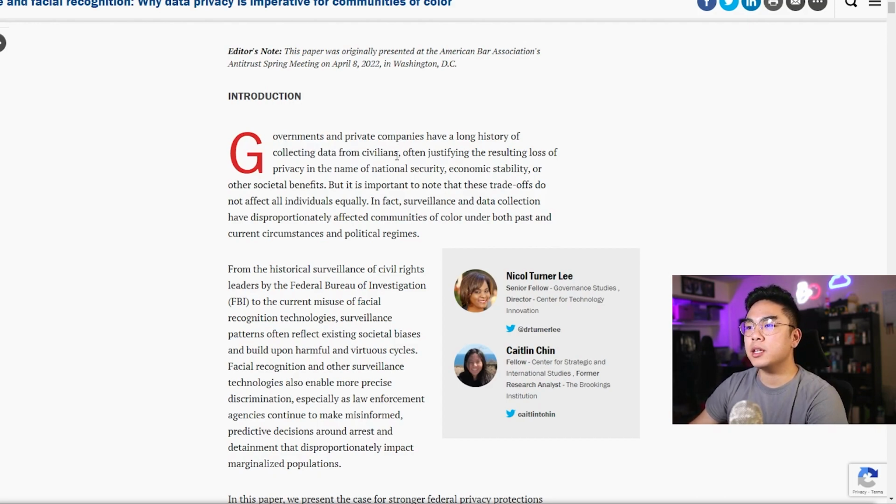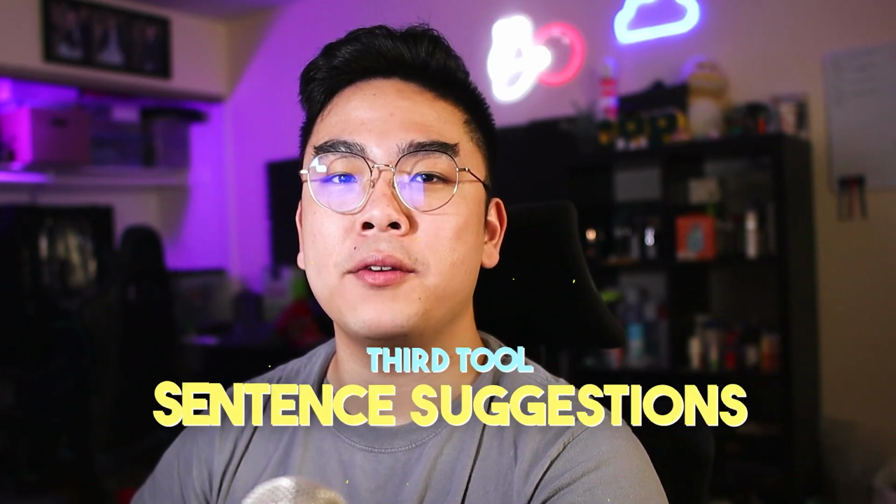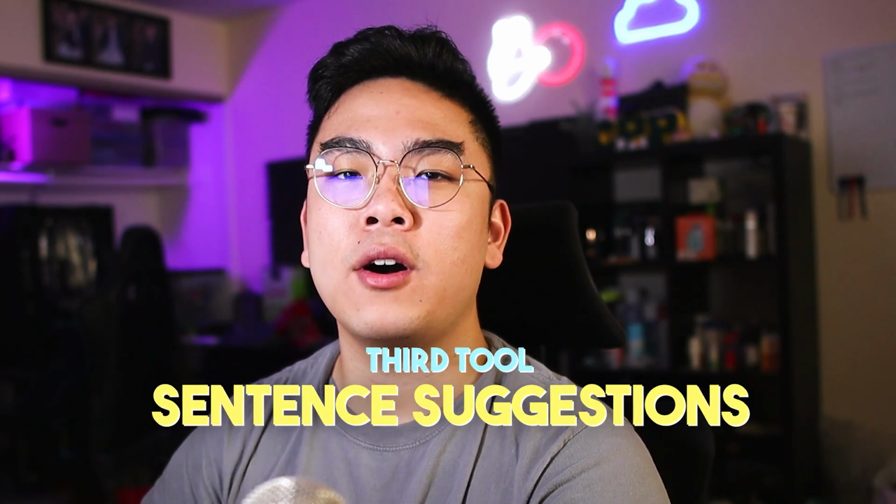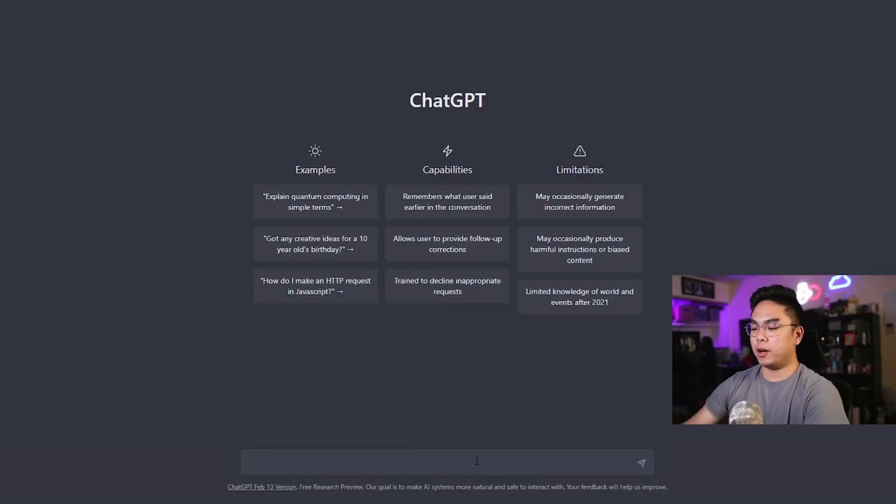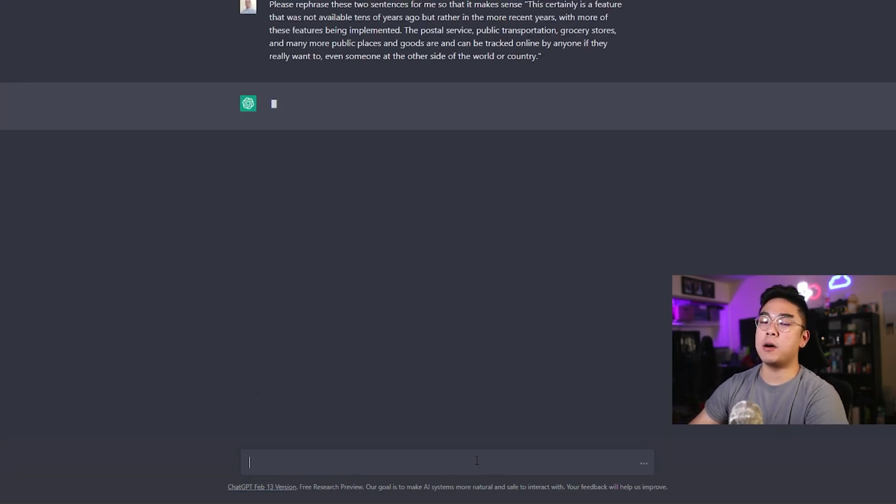Number 3, and how ChatGPT could actually help you write your essay is sentence suggestions. So if you've written sentences and you feel like they're kind of awkward, they're kind of run-on sentences, you can actually throw it into ChatGPT and it'll rephrase it for you in a way that makes more sense, making it more legible for your readers to read and consume. I'm going to type in, please rephrase these 2 sentences for me so that it makes sense. So here you go. I'm going to put this into ChatGPT.